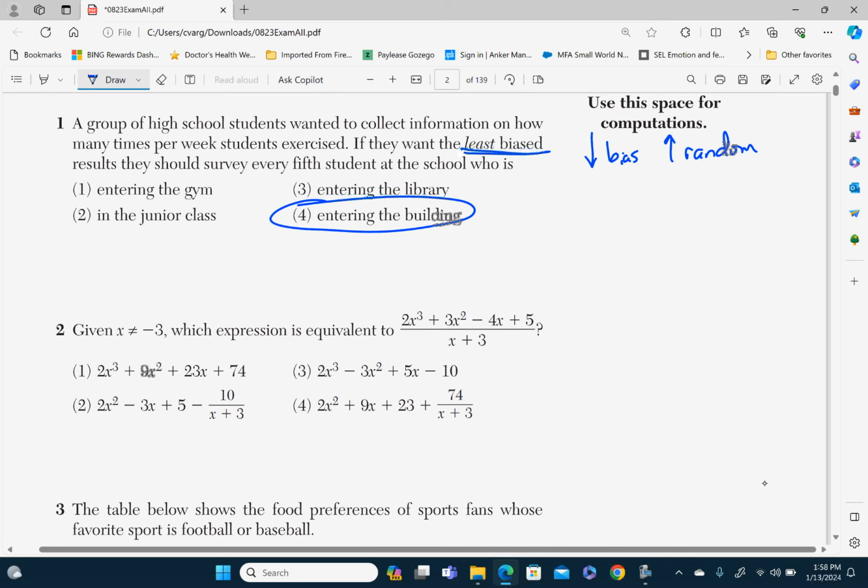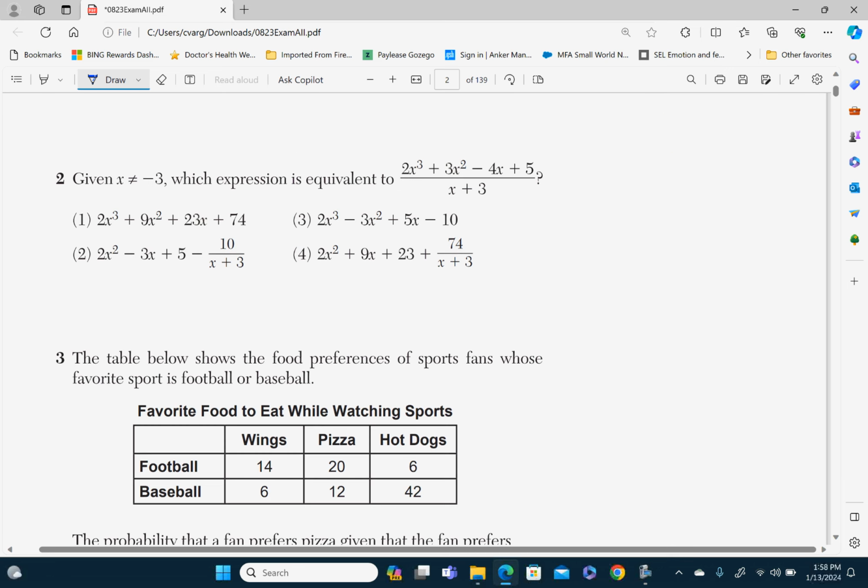So you want to survey every fifth student at the school who's entering the building, every other option, right? Entering the gym. What about people who don't go to the gym, right? That's out. In the junior class, what about every other class? Entering the library, what about people who don't visit the library, right? But if we say entering the building, then we can get as big a population that is more random. Okay. All right. Question number 2.